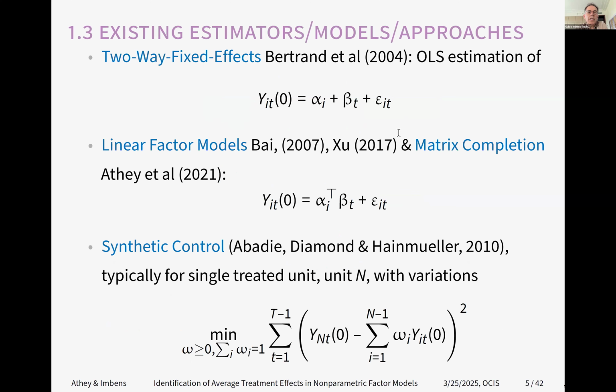So, what do people do in practice in these settings? One of the most popular things in economics, certainly in the empirical economics literature, is using two-way fixed effects. Essentially, people model the control outcome in this two-way fixed effect form, where the control outcome has three components that are additively separable: a unit-specific component alpha_i, a time-specific component beta_t, and the idiosyncratic component epsilon_it.